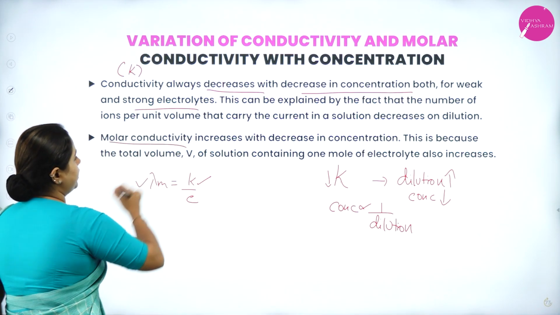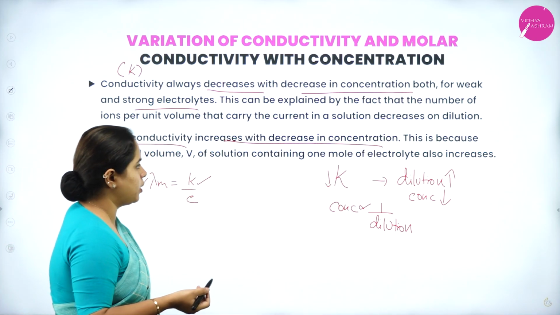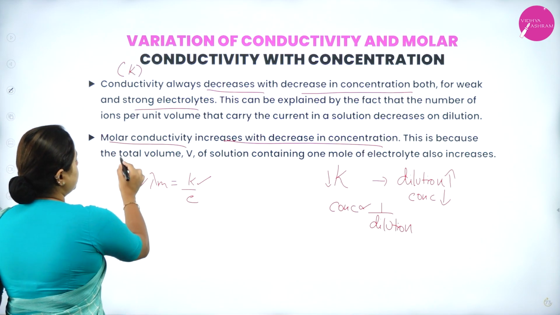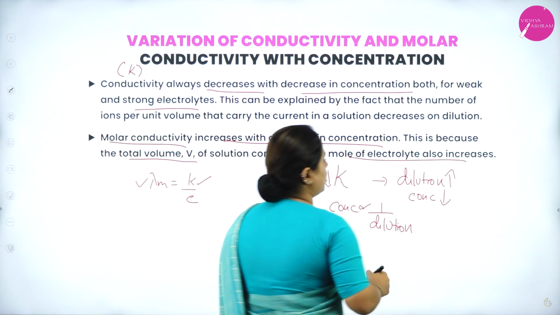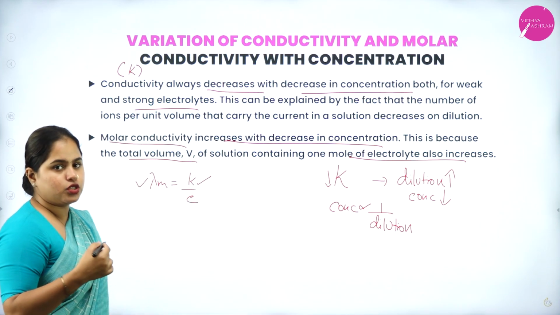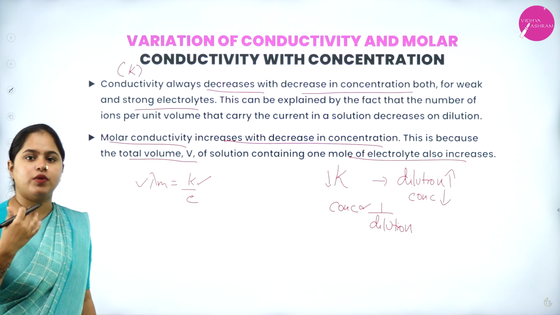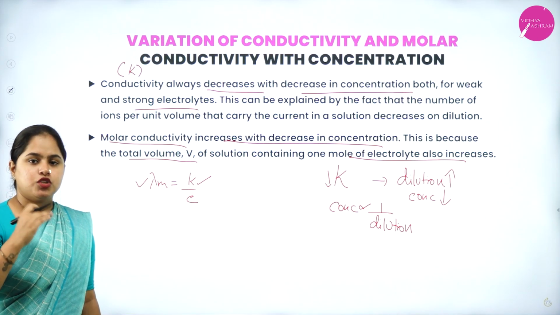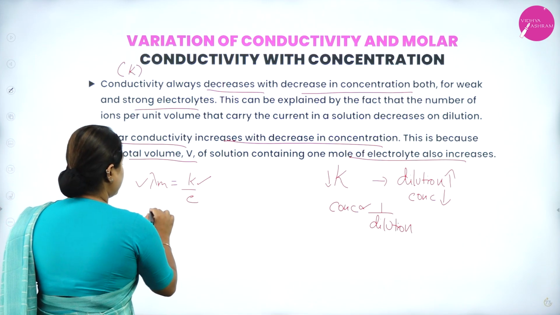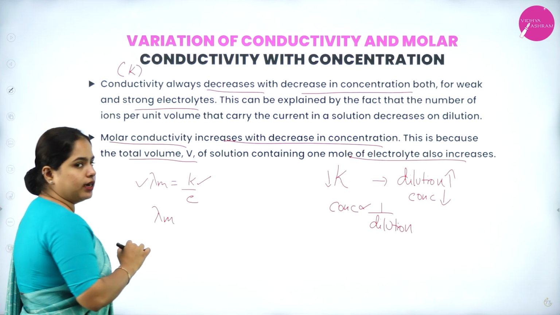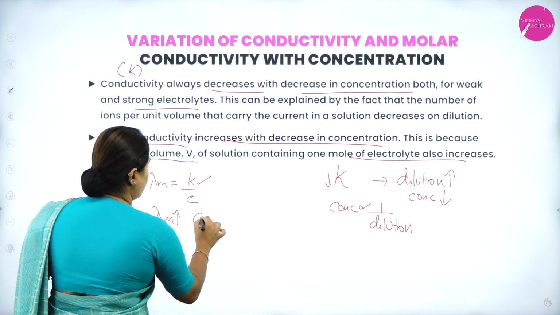Now, molar conductivity increases with decrease in concentration. It is inversely proportional. This is because the total volume of the solution containing 1 mole of electrolyte also increases. So, this is the reason. The total volume consisting of 1 mole of electrolyte will increase. Volume is going to increase. So, in that case, molar conductivity also increases. So, molar conductivity, how does it relate? Molar conductivity is going to increase with decrease in concentration.